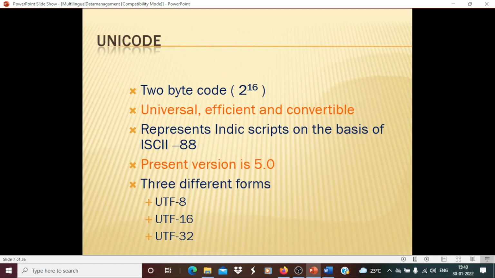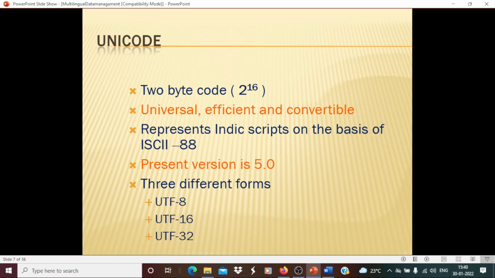Unicode is now the global de facto standard for every language. In place of ISCII and ASCII, which were 1 byte codes, now it is a 2 byte code. 2 to the power 16 characters can be represented. It is universal, efficient, and convertible. It is based on the Indian code space. Code space for Indian languages is based on ISCII 88, which is a BIS standard. And the present version is not 5.0. I have wrongly written it.